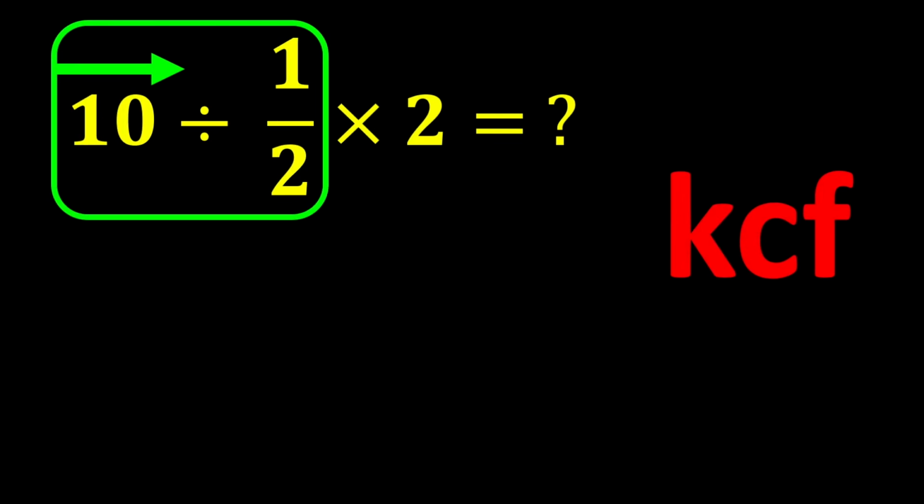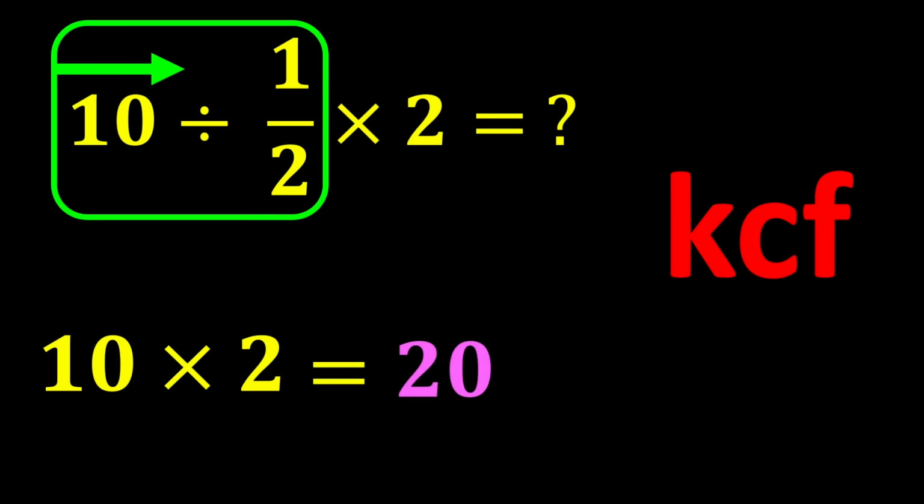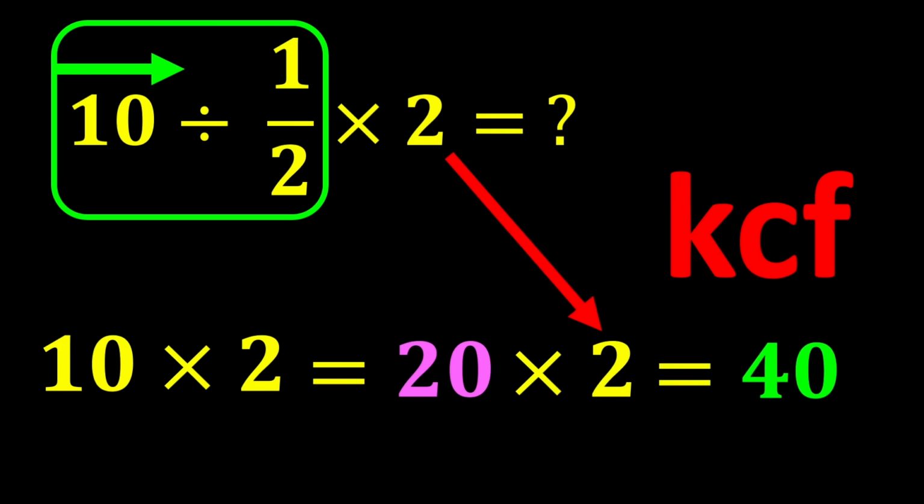To solve this part, we use the KCF rule. K stands for keep, C stands for change, and F stands for flip. The KCF rule is a simple rule for dividing fractions. According to this rule, we keep the first number as it is, change the division sign to multiplication, and flip the second number. According to this rule, we keep 10 as it is, change division to multiplication, and flip 1 over 2. 10 times 2 gives us 20. In the end, we calculate 20 times 2, which gives us the final answer, 40.